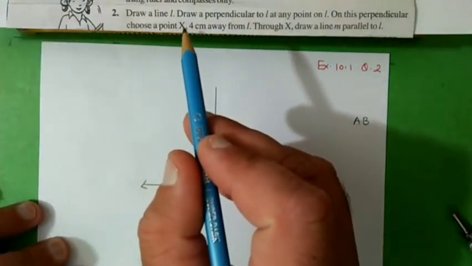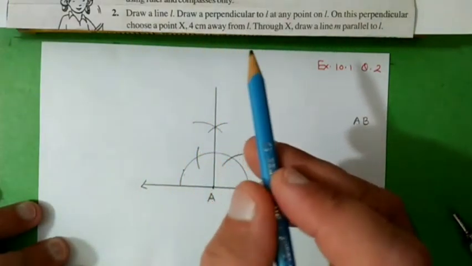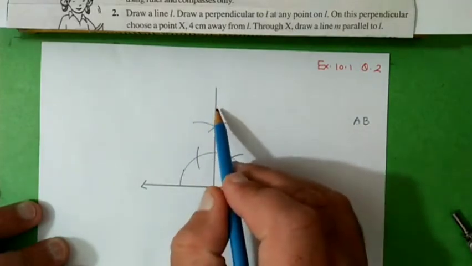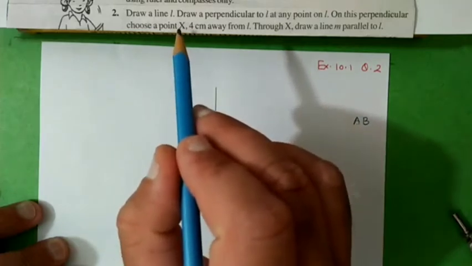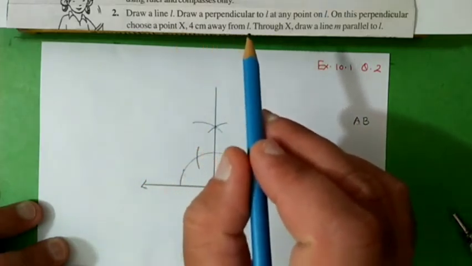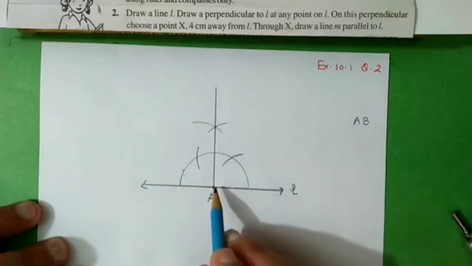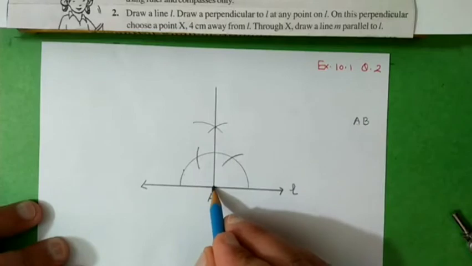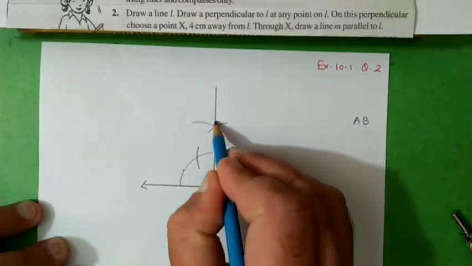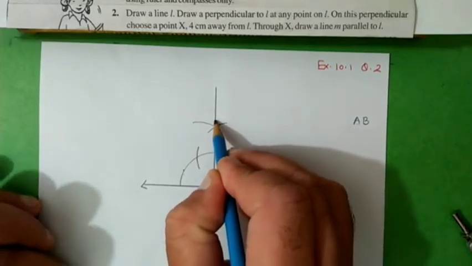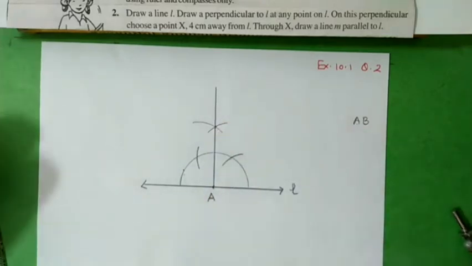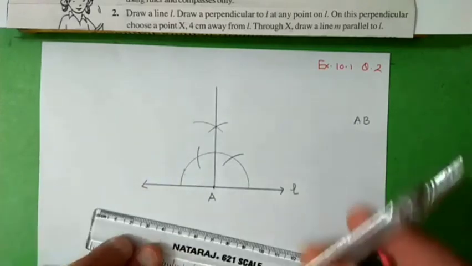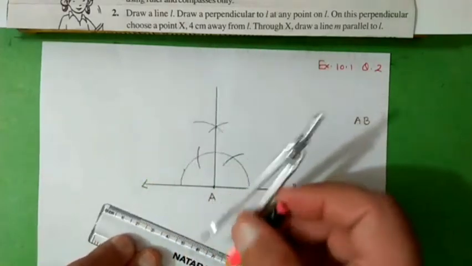Choose any point X 4 centimeter away from L. So we have to measure that 4 centimeter point X. When we take the point 4 centimeter away from L, we have to mark it as X. So from the point A, we have to measure the 4 centimeter, and we have to mark that point as X. With the help of the compass, I will take the 4 centimeter distance in the compass.